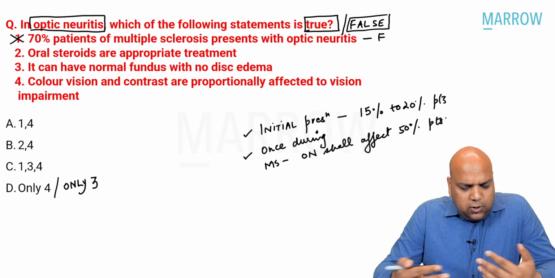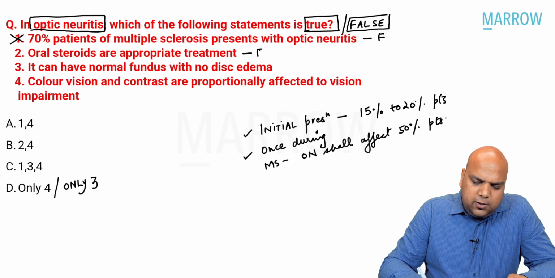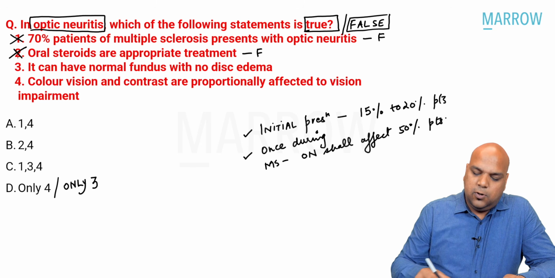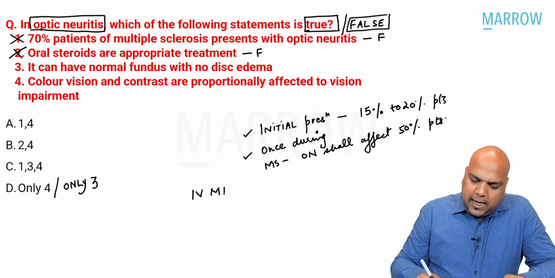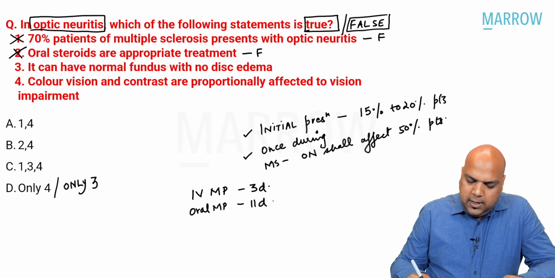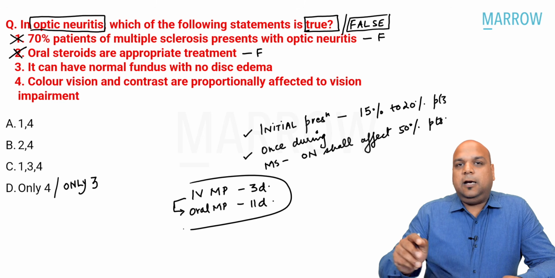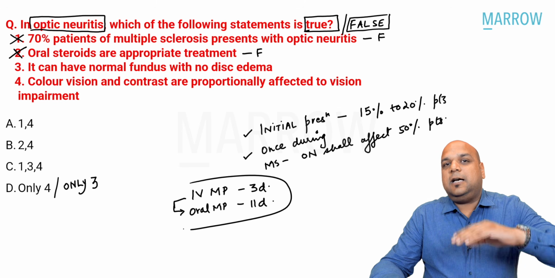Now, option 2, this all of us knew. This though we knew is false. We did not have to think: oral steroids are appropriate treatment. No, sir, no. We know we need to give IV methylprednisolone for 3 days, followed by oral methylprednisolone or prednisolone for 11 days. This though we know, this we have studied, we have even read that only oral steroids, if given, they increase the chances of recurrence.